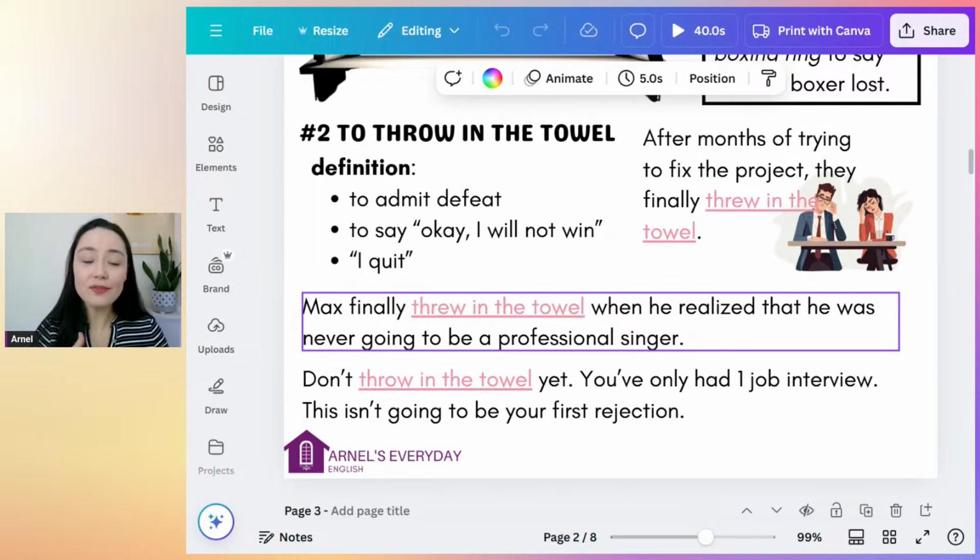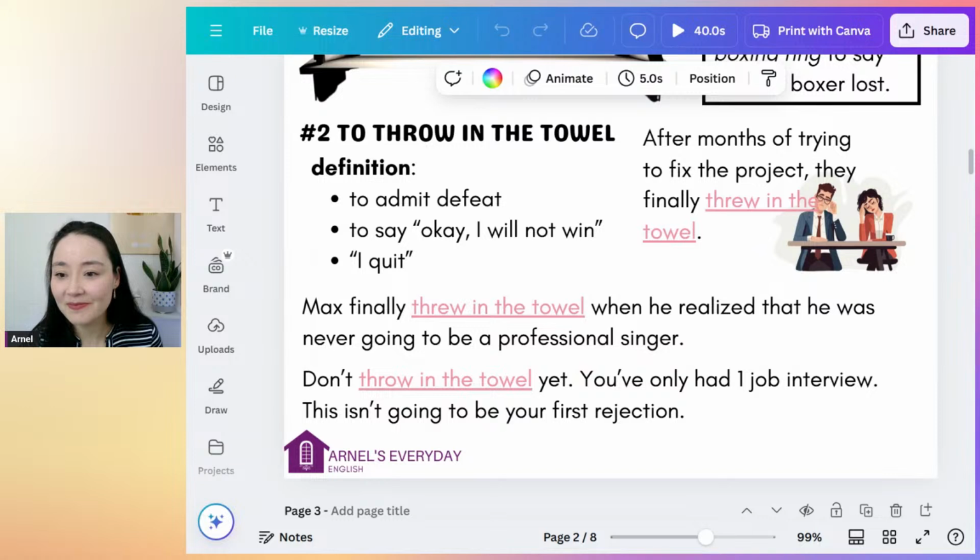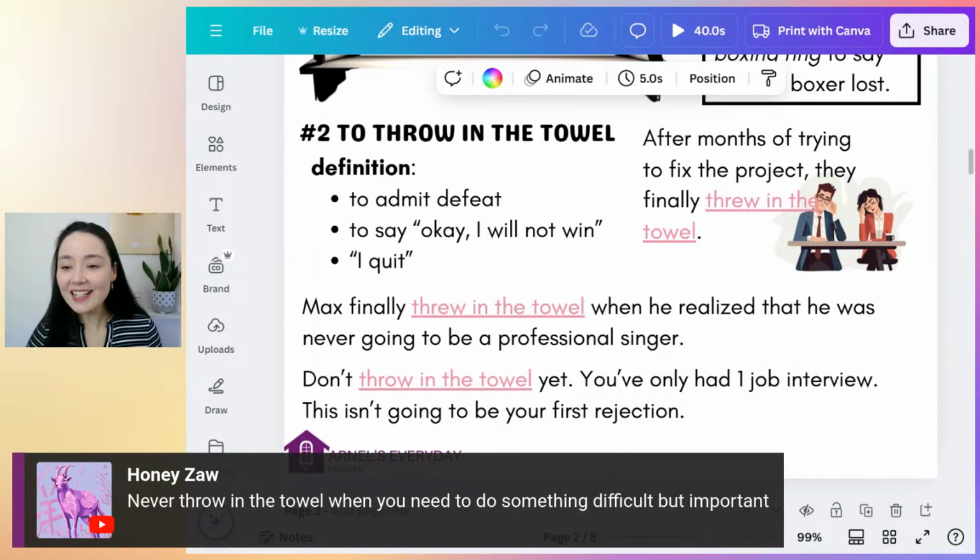Max finally threw in the towel when he realized that he was never going to be a professional singer. Nope. Don't throw in the towel yet. You've only had one job interview. This isn't going to be your first rejection. Honey says, never throw in the towel when you need to do something difficult but important. Yeah, that's like saying never give up, never throw in the towel.